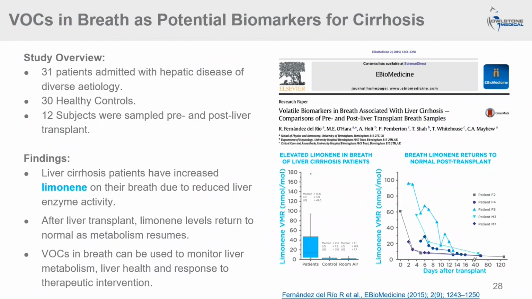The study found that limonene, which is a terpene with exogenous sources, such as ingestion with fruits, beverages, and flavored food in our diet, increased in liver cirrhosis patients due to its reduced liver enzyme activity. The limonene levels were able to return to normal after liver transplant.